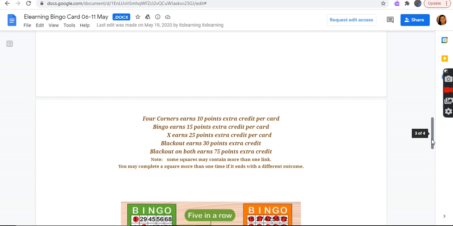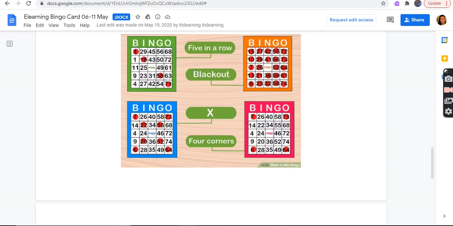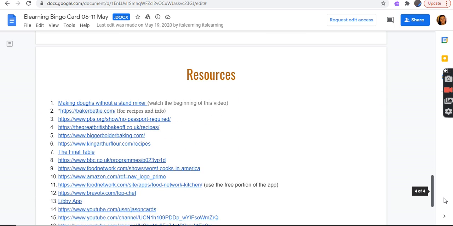Note, some squares may contain more than one link. You may complete a square more than one time if it ends with a different outcome. Like this, for example, X, four corners, or blackout are five in a row.